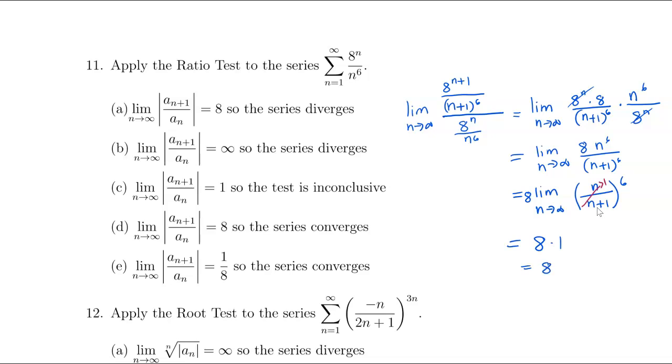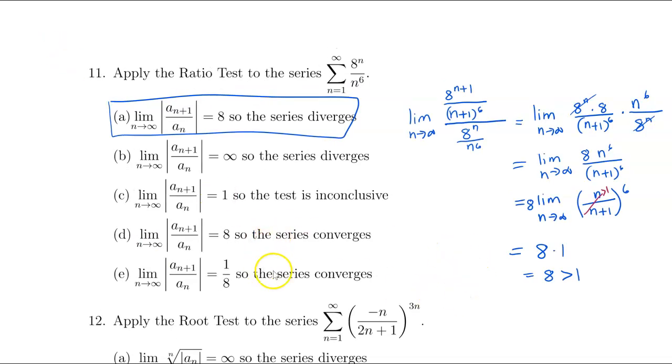So the answer is the limit as n approaches infinity of the expression here is equal to 8. Those two could be the answer. But what is the conclusion? 8 is greater than 1. If it is greater than 1, the series is divergent. So this is the answer.